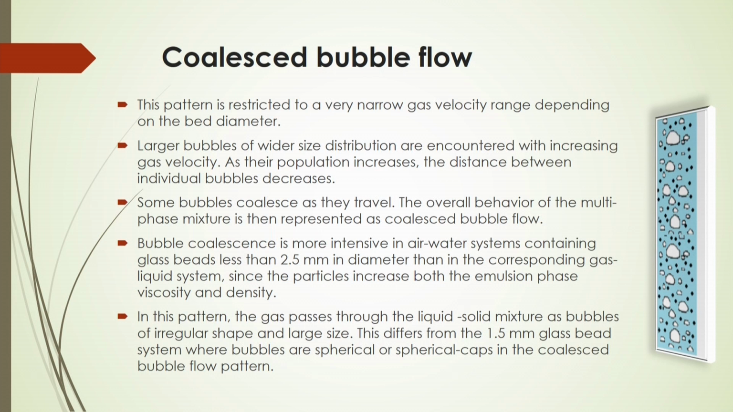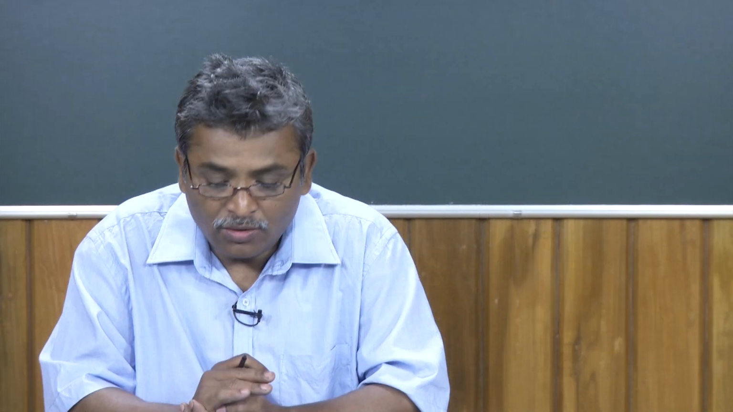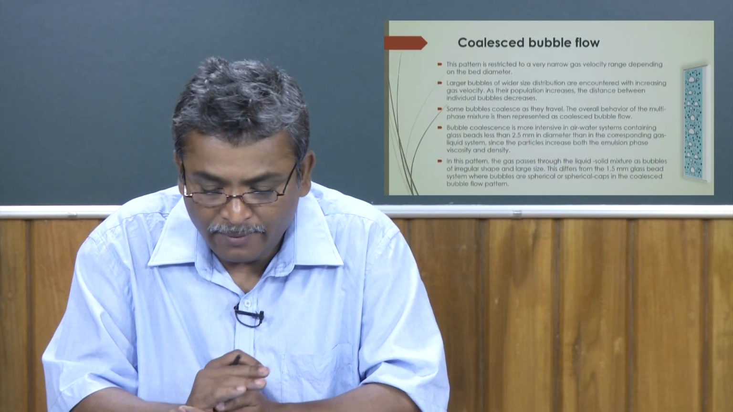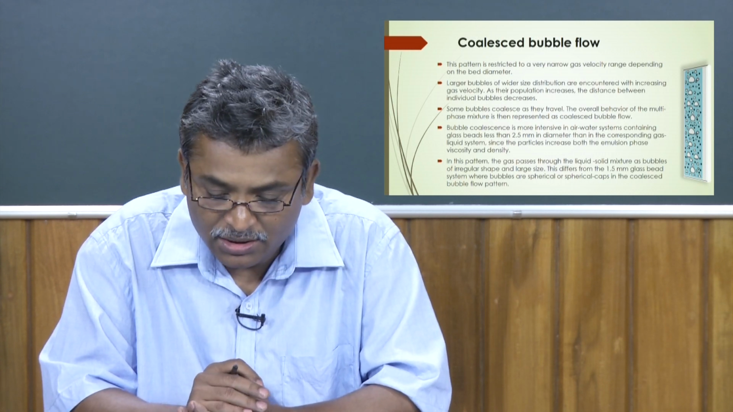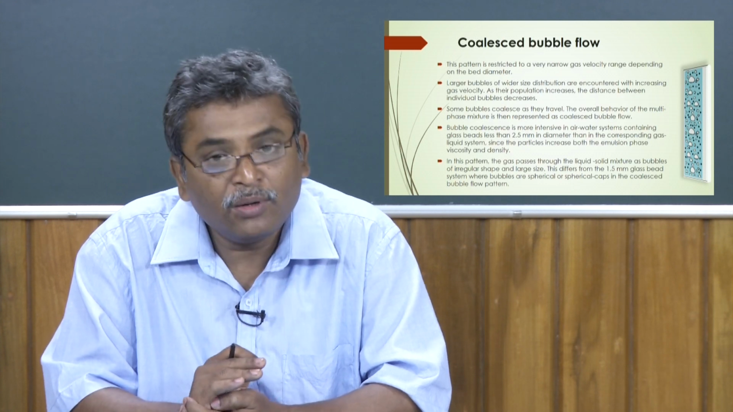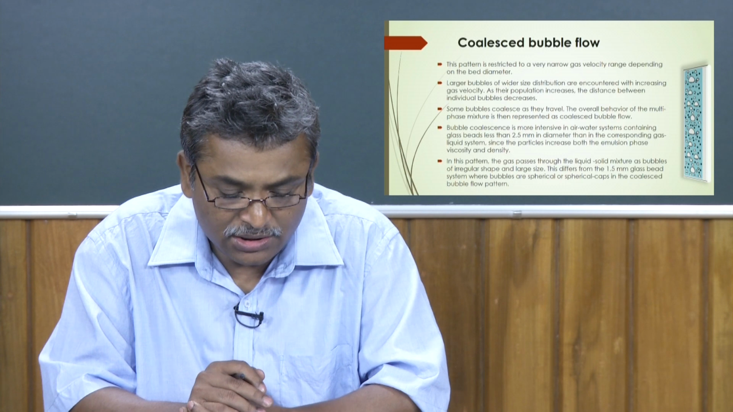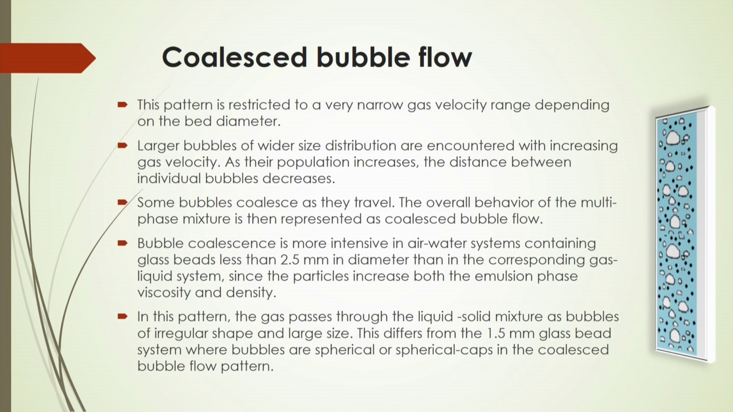Then the corresponding gas-liquid system, since the particles increase both the emulsion phase viscosity and the density. Here it is important to see why coalescence bubbles flow; you will observe that the viscosity, the physical properties of the fluid, are very important. Okay. In this case, if you increase both the viscosity and density of the slurry inside the bed, you can have different phenomena of bubble coalescence. The tendency, or you can say the intensity, of the coalescence of the bubbles inside the bed will be higher.